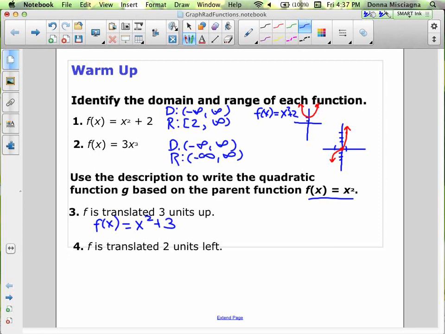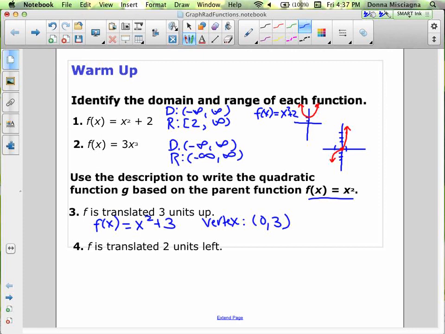If we're moving left and right, it means we have to add to our x. Oh, by the way, here, let's talk about our vertex. Our vertex for this graph would be 0, 3. It's basically just like that first parabola I have drawn there, except instead of shifted up 2, it's shifted up 3.